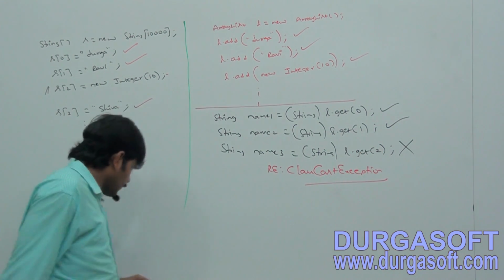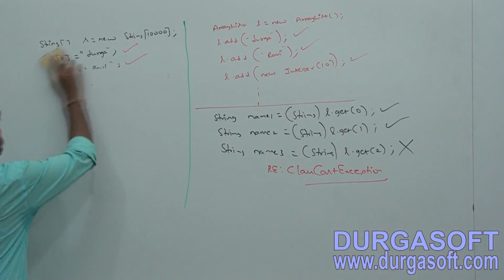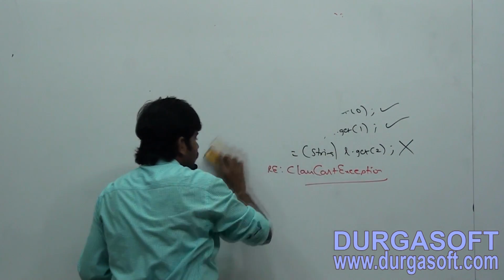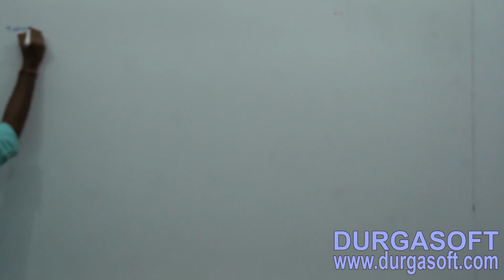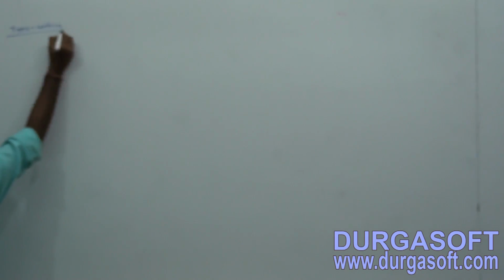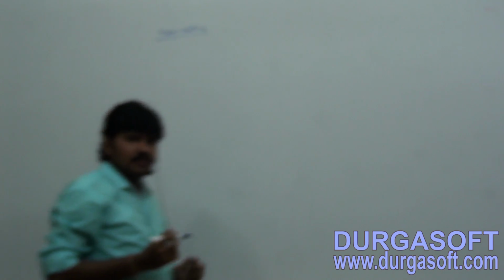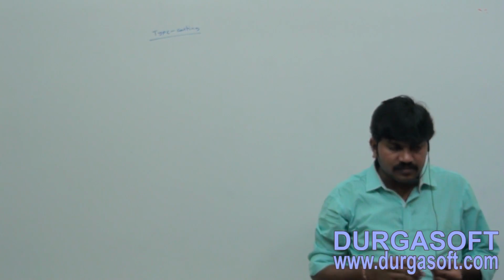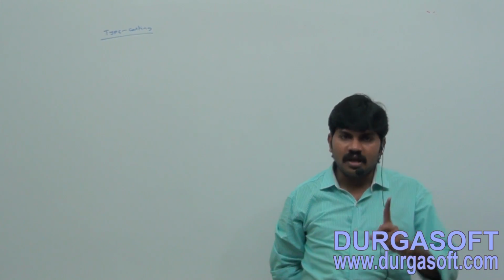Okay, next up, case 2: type casting. Have you observed the main objectives of generics? The first one is to provide type safety. The second one is to solve the typecasting problem. What is the typecasting problem?